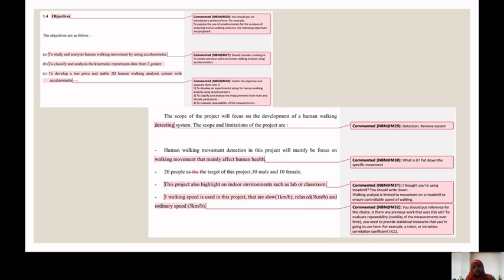So basically right now, when you see the scope, it is actually trying to enumerate what kind of experiments you are going to do. Okay, and what are your limitations. Things like we don't consider, for example, the imbalance of the participants, or whether the imbalance of the shoes can be a factor of imbalance in walking. So you must have some kind of information that shows the focus of your project.